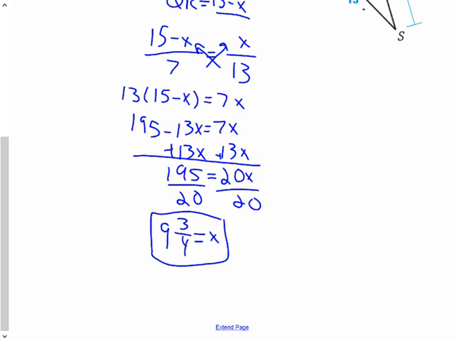You can always plug that back in here to see if it works. Technically there's two spots, there and there. We plug it back in to make sure it works. And we would get something like 5 1/4 over 7 equals 9 3/4 over 13. It actually looks okay by the eye test.